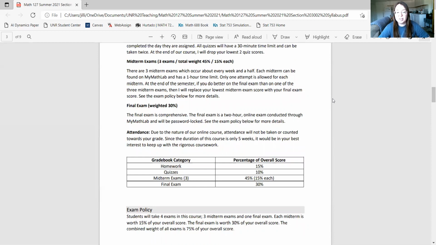So they'll occur about each week and a half. Each midterm is on MyMathLab, and it has a 1-hour time limit. One attempt is allowed for each midterm. At the end of the semester, if you do better on the final exam than on one of your 3 midterm exams, then I'll replace your lowest midterm exam score with your final exam score.